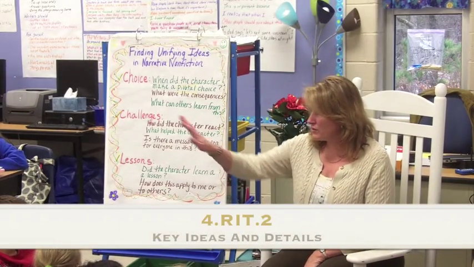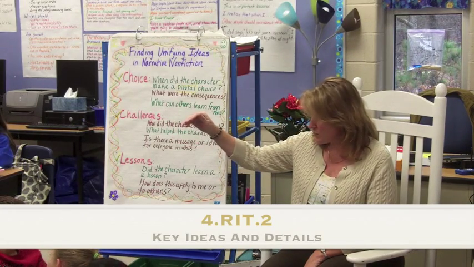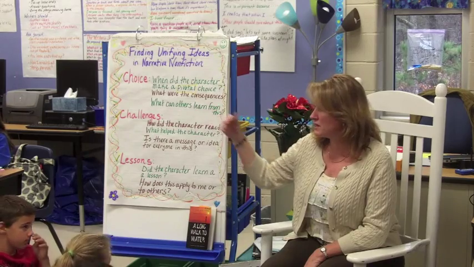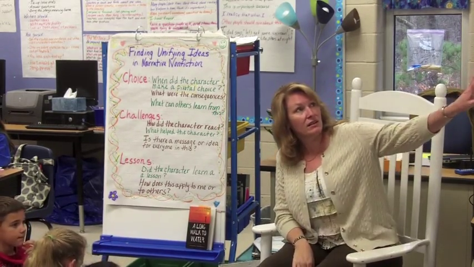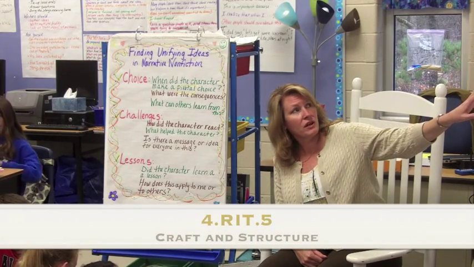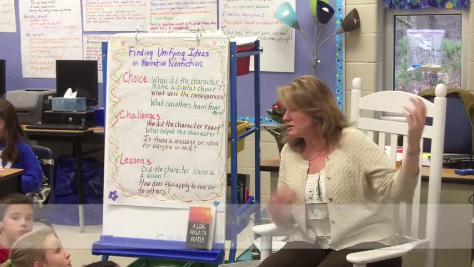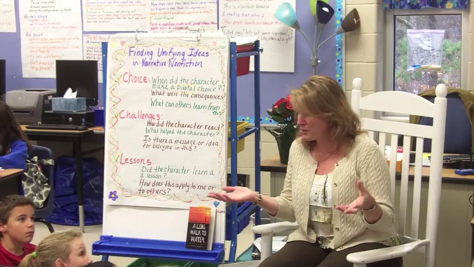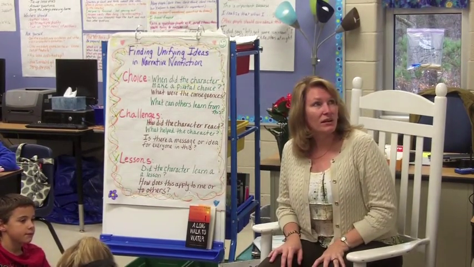So on the wall over there, we have our one standard we worked on before with the main idea and details. So when we read nonfiction, we look for the main idea and the details. But not only that, now this week we're adding this standard, where we're describing the overall structure of a book. And that includes cause and effect, problem and solution, compare and contrast. And are you doing that with your books? Yes. And you're all doing that.